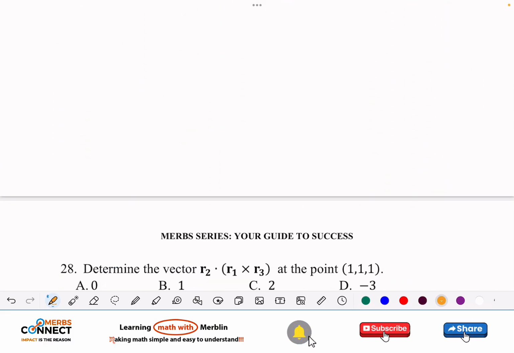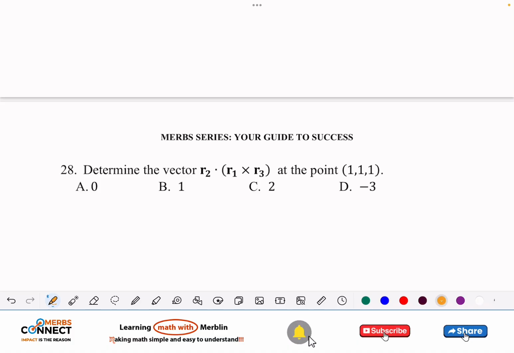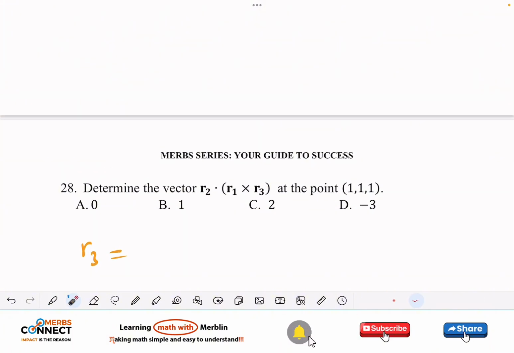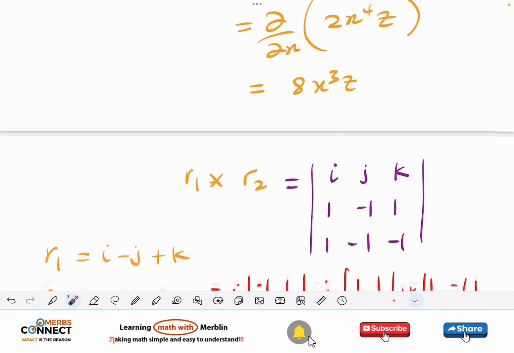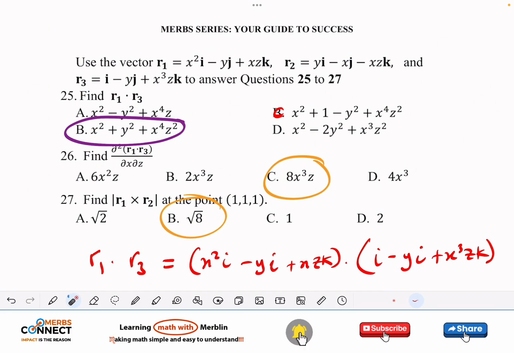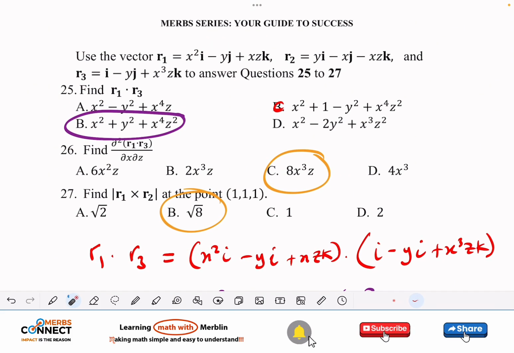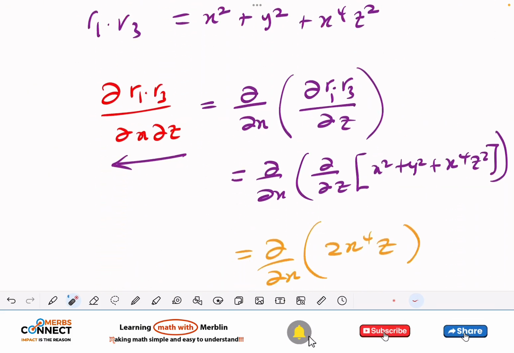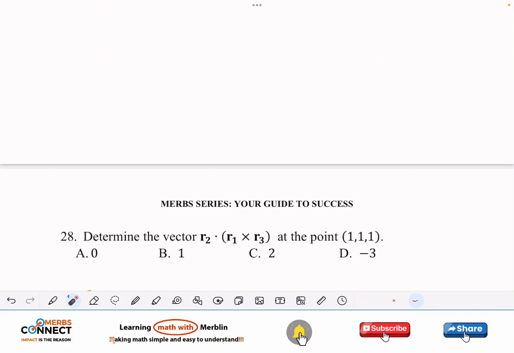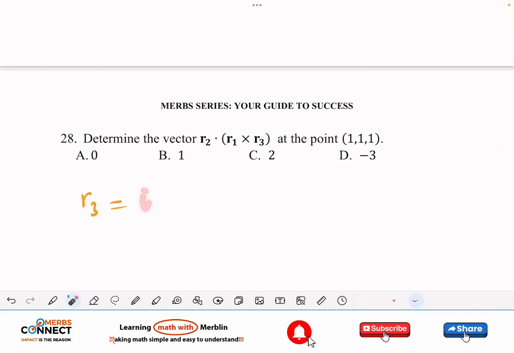Now, question 28 is also part of the first one. So, lucky for us, this one too is at point 1, 1, 1. So, we've done R1 and R2. Now let's look for R3. So, plug this point inside R3. When you plug in R3, we are going to have 1 minus 1, the same thing again. So, it's going to be i minus j plus k.